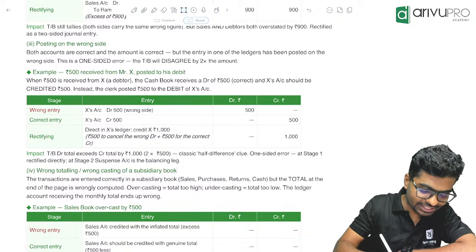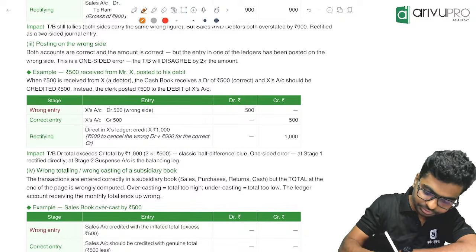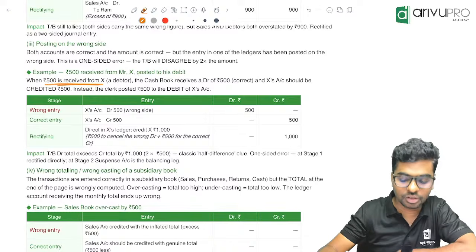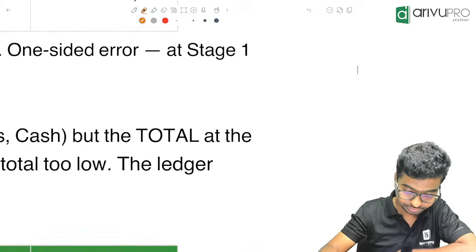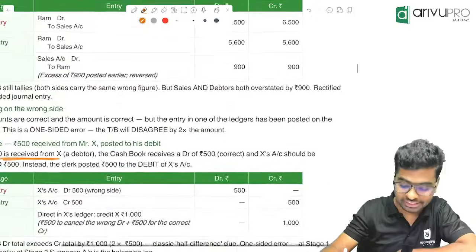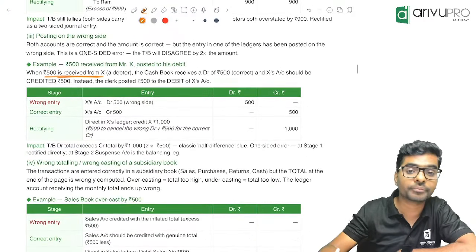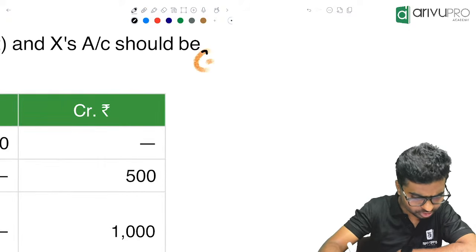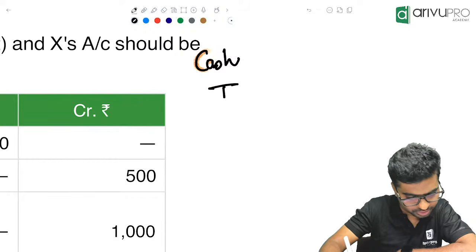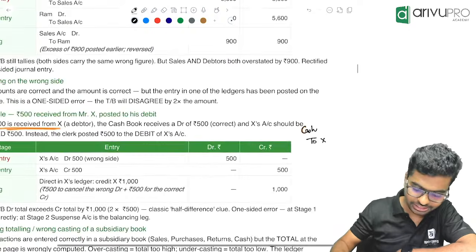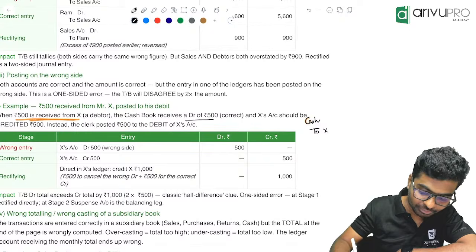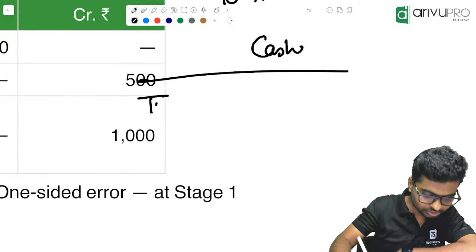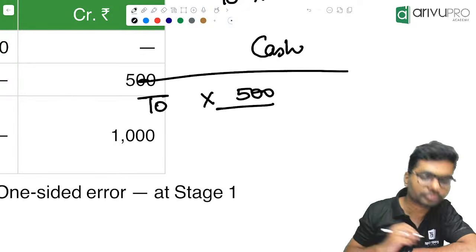When 500 is received from X, how do you write it? When 500 is received from X, what is the journal entry? Cash or bank account debited to? Cash account debited to X. Now see here, the cash book receives a debit of 500. So in the cash book, I will write 'To X'. Is it right?